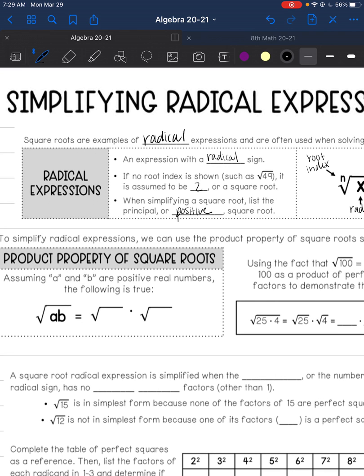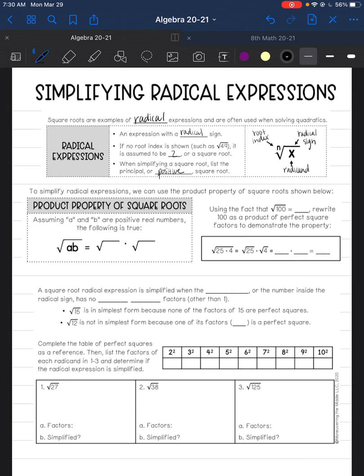So when we take the square root, we need to remember that there are 2 possible answers. Like if I said the square root of 4, well, 2 times 2 equals 4, but so does negative 2 times negative 2. So know that those are positive.